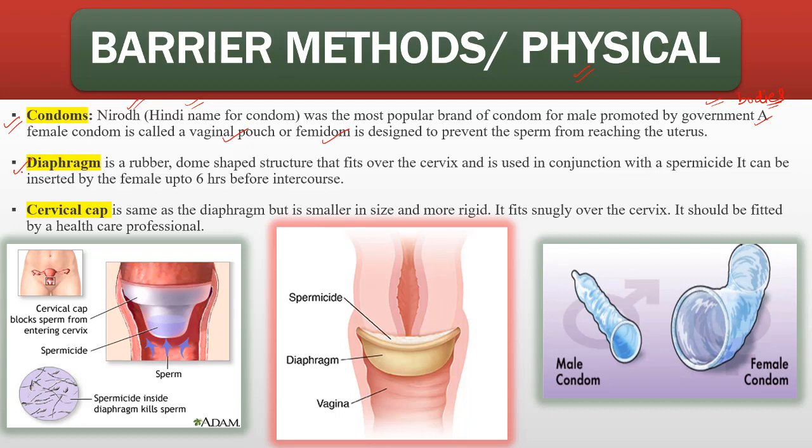Then diaphragm. Diaphragm is a rubber dome shaped structure that fits over the cervix and is used in conjunction with a spermicide. Here you can see this is the diaphragm and this is the cervix. This is the mouth of the diaphragm, and it has a jelly-like structure which is the spermicide. This spermicide has a spermicidal action, it will kill the sperm. So it can be inserted by the female up to 6 hours before having intercourse, so self insertion is there.